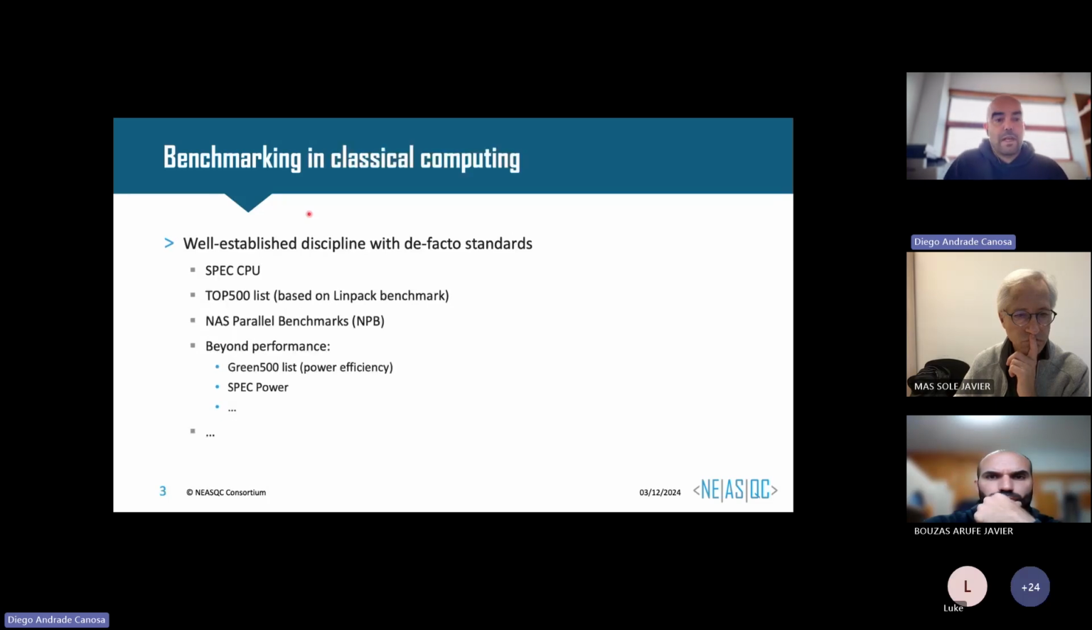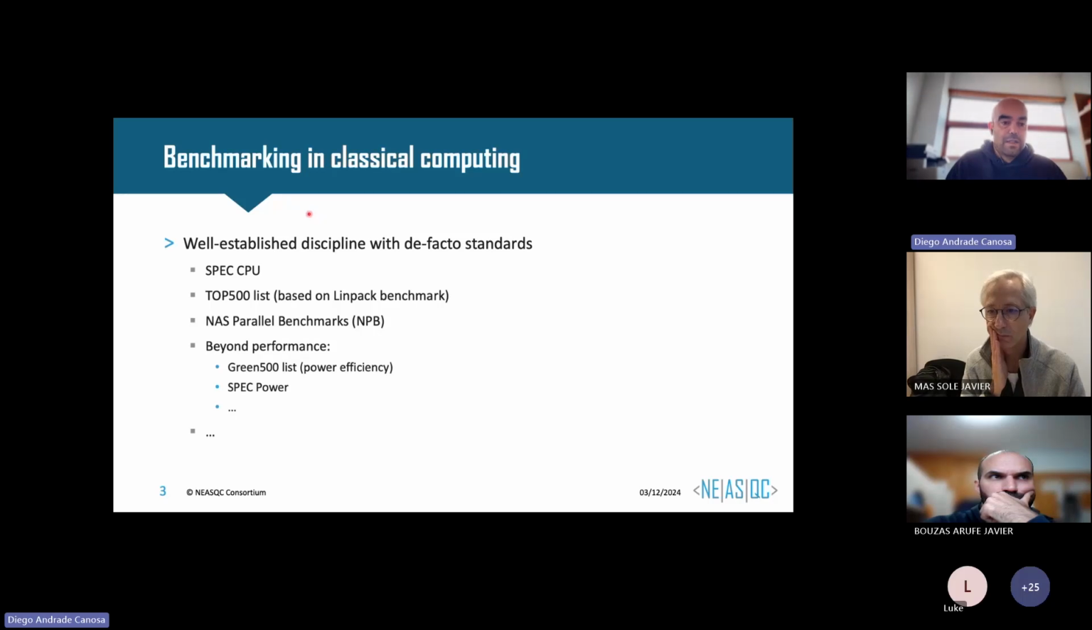In classical computer science, benchmarking is a well-established discipline where we can identify several de facto standards. One of them is SPEC CPU that allows you to evaluate the performance of a processor, a central processing unit. At the level of the supercomputer facilities, we have, for instance, the Top500 list of the most powerful supercomputers in the world, which are listed based on their performance executing a specific benchmark, which is called LINPACK.